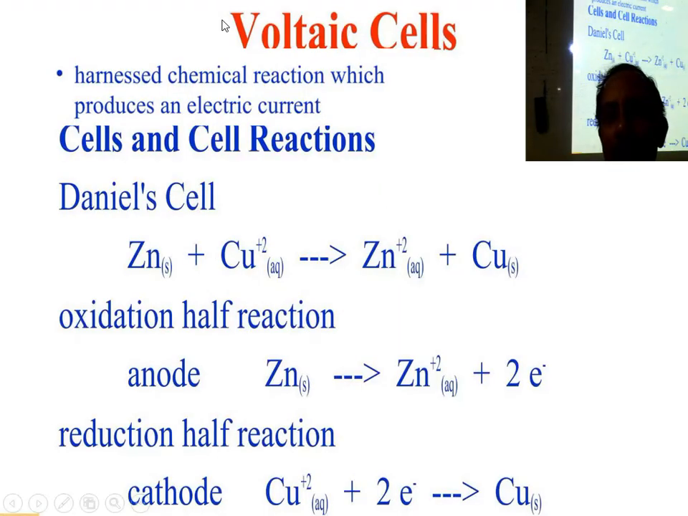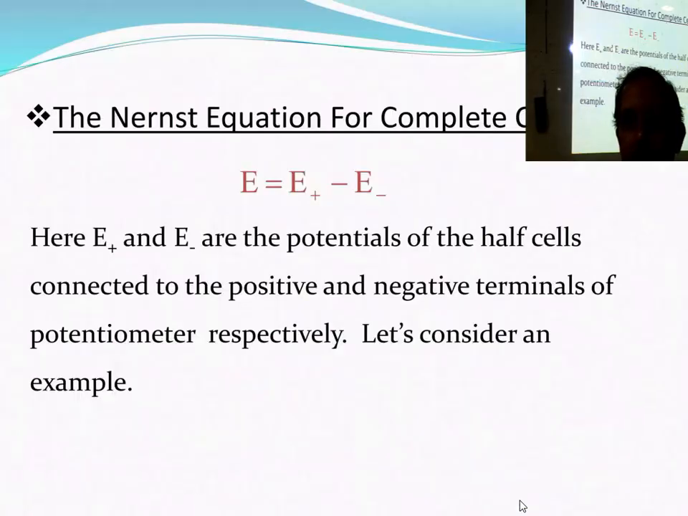Anyway, these are some voltaic cell reactions, the Daniel cell, as I was talking about yesterday. Here zinc is giving Zn2+ plus 2e, and reduction occurs at the cathode, Cu2+ plus 2e gives copper. This is called the Daniel cell. Nernst equation.